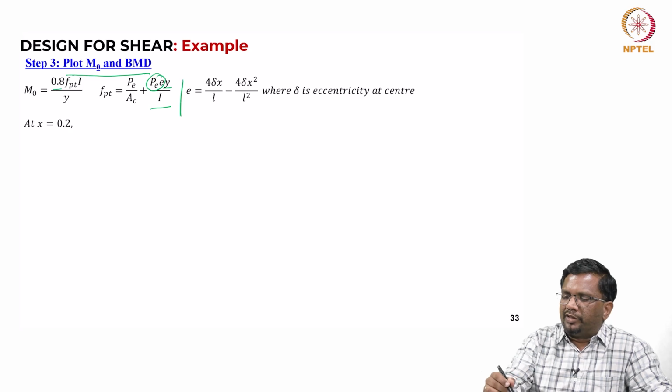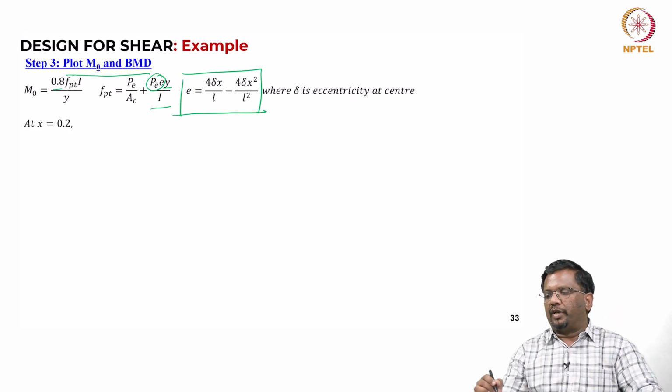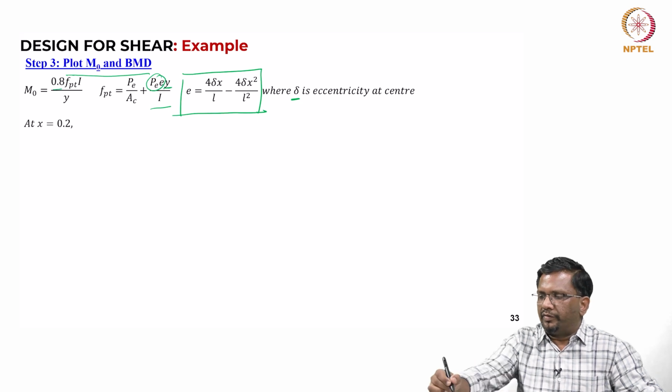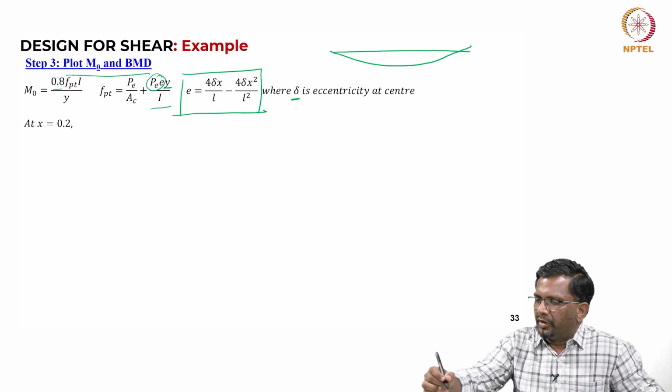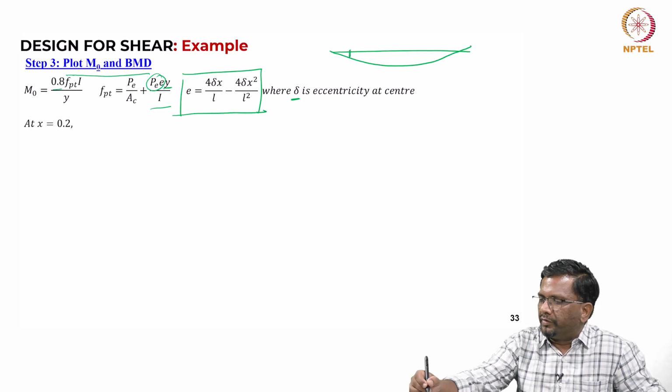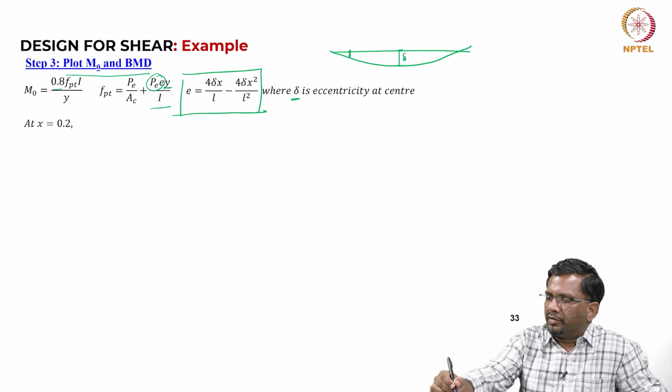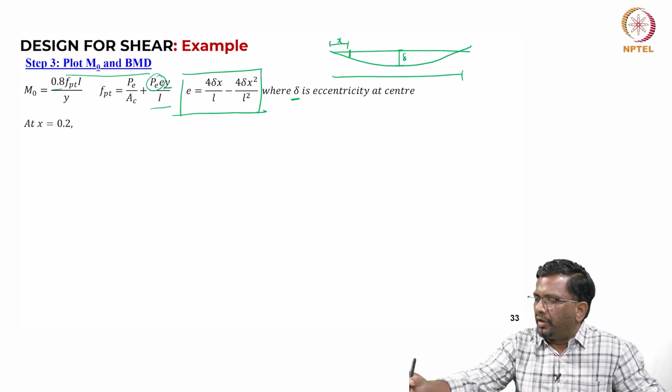So, the eccentricity for a parabolic cable profile can be written like this, where let us say delta is the eccentricity as a variable: 4 into delta into x by L minus 4 delta into x square by L square. So, this is the profile, right. We have seen that this is the cable profile. If I am taking here, we know this is your eccentricity, let us say this is delta, and this is at x, and let us say this is your L.